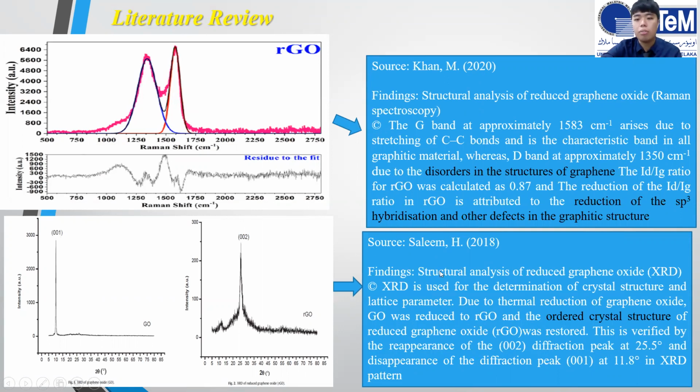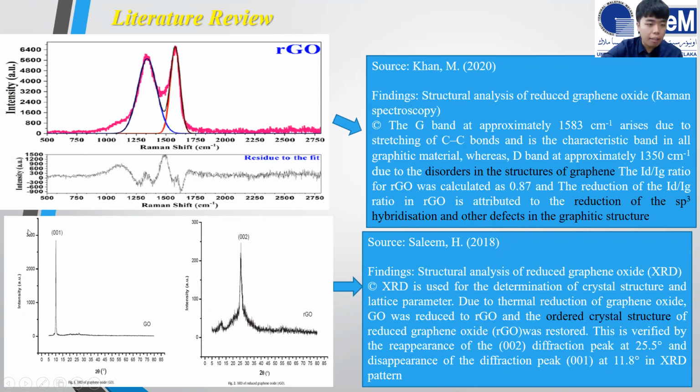The next finding is structural analysis of reduced graphene oxide by XRD from Salim Hibbs 2018. As we can see from the lower image, there are 2 XRD patterns. The first is from graphene oxide and the second is reduced graphene oxide. In this research, graphene oxide is reduced to reduced graphene oxide by thermal reduction.